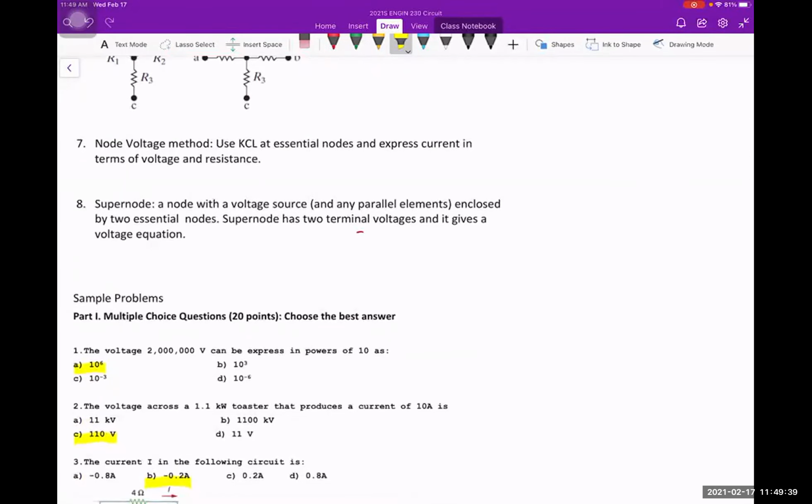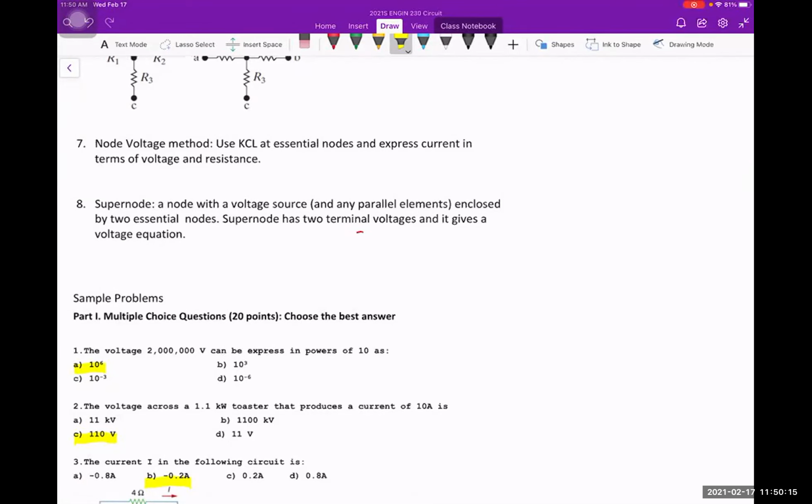And the node voltage method is the last thing that we talked about last time. The idea is that you use KCL because KCL works on the node. And there's a procedure that I gave you. So make sure you go through the procedure and work on some examples to get familiar with the method. It's really a very simple way to solve a circuit. It's a node, it's KCL, but you're solving for voltage. You solve for the node voltage.